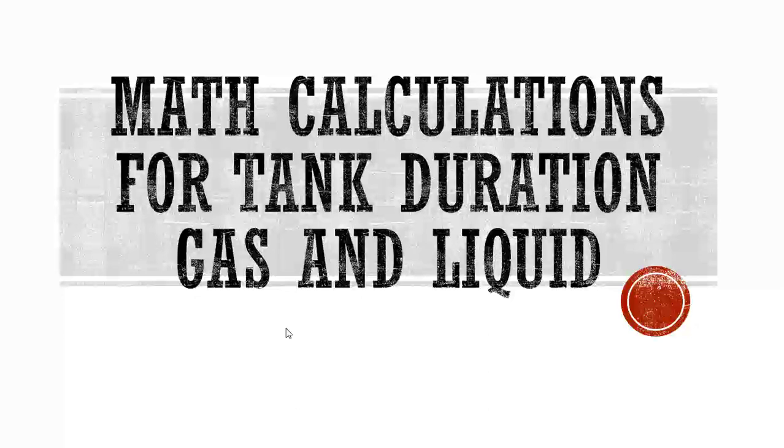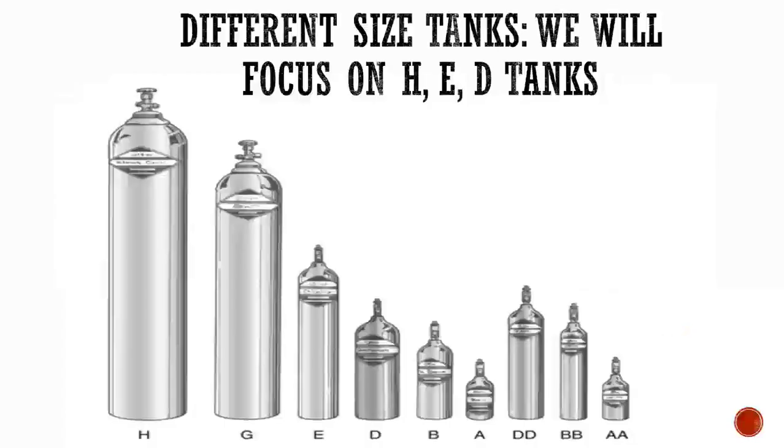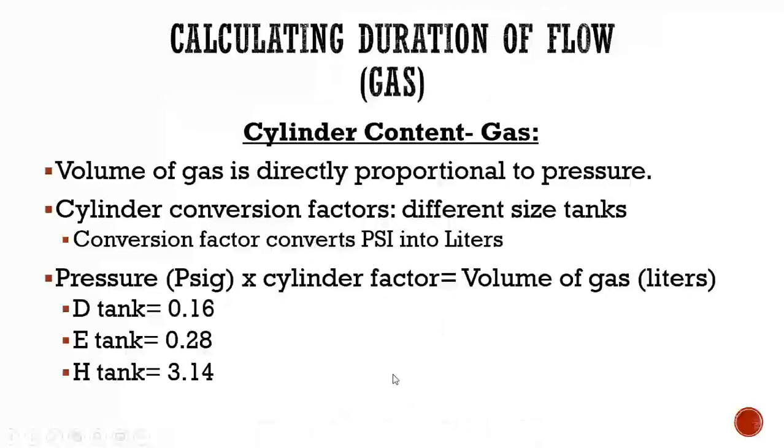Okay, so looking at math calculations for tank duration, both in a gas and a liquid. This is, again, looking at the different sizes. You guys are going to know the H tank, the E tank, and the D tank, okay? So when you're talking about gas, specifically, really separate in your mind, because we're going to do a different math calculation for the liquid oxygen. So this is just talking about oxygen as a gas.